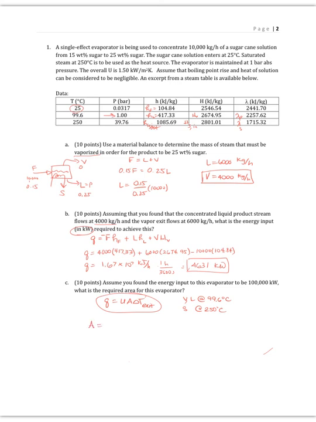And therefore, A is Q over U delta T at the exits. So 100,000 kilowatts. U was given as 1.5 kilowatts per square meter degree Kelvin. And delta T is 250 minus 99.6. Remember that delta T in degrees C and delta T in Kelvin are exactly the same. And so when I do that calculation, we get roughly 443 square meters.